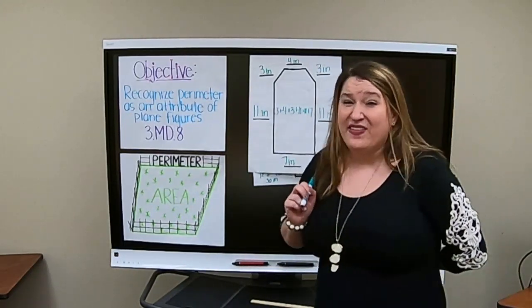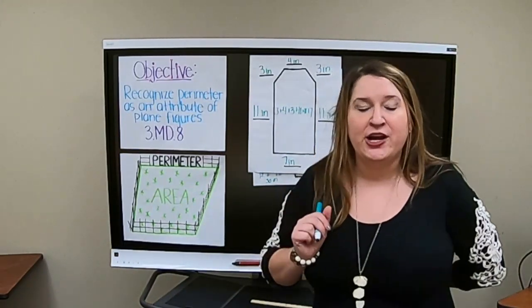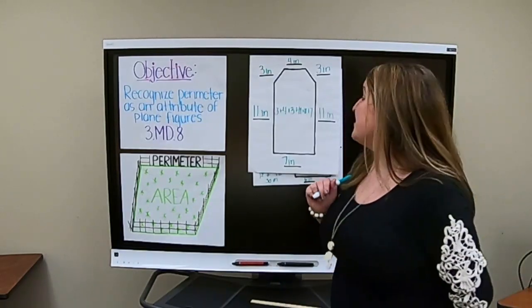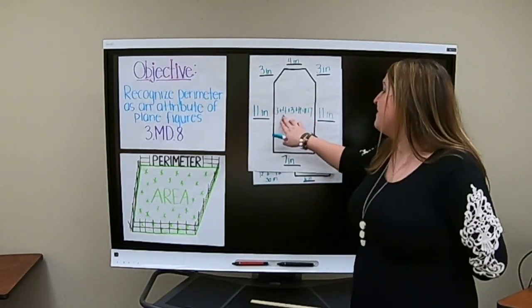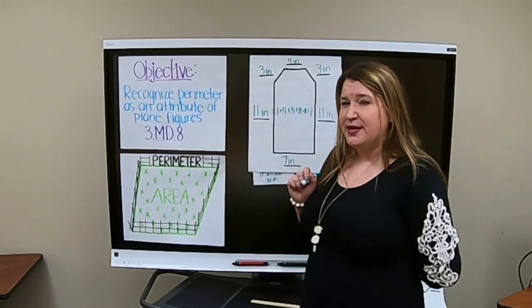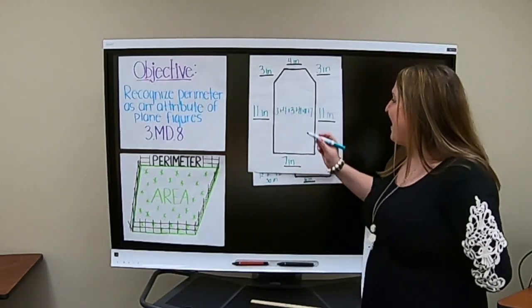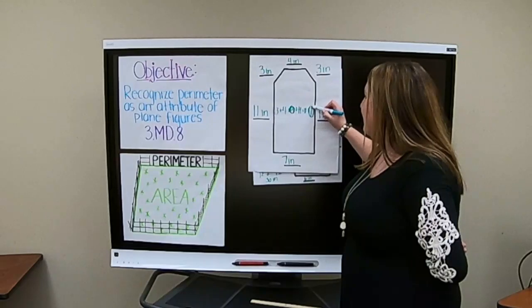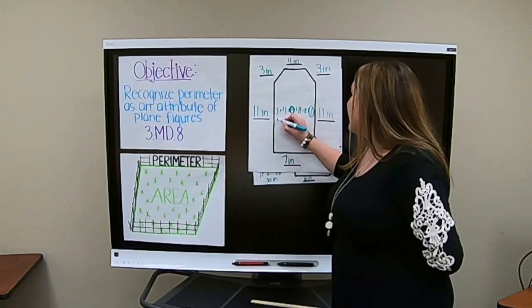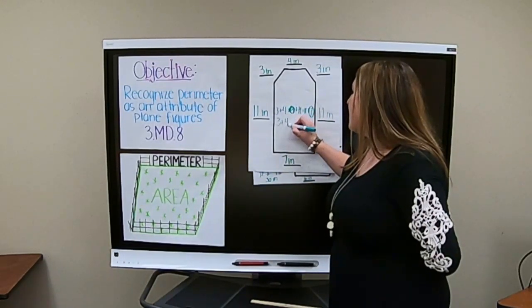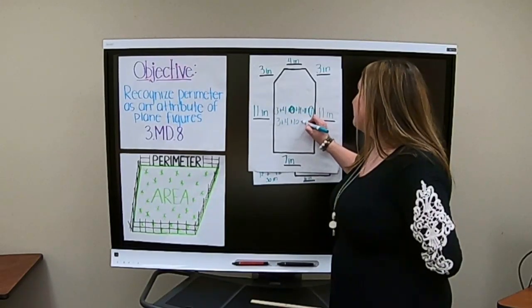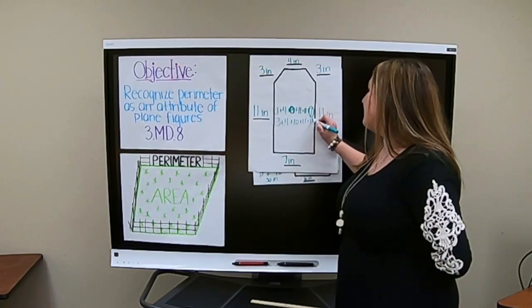Now, an easy way that might help you to add this is to find numbers that make a 10, okay? So let's look at these numbers and see if any of these numbers make a 10. Do you see any? All right, 3 and 7 make a 10. So we can have 3 plus 4 plus 10 plus 11 plus 11.